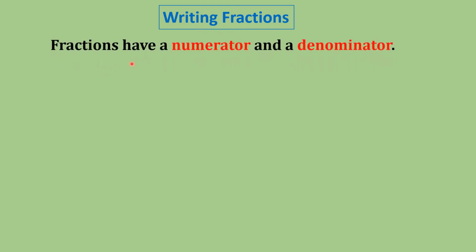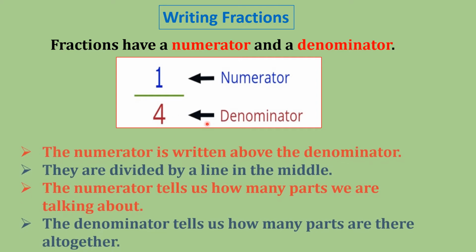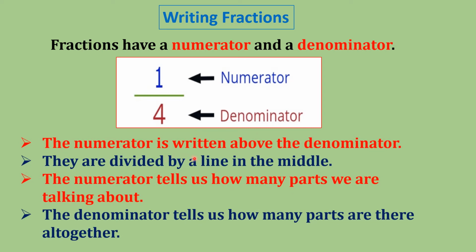Writing fractions. Fractions have a numerator and a denominator. Let's take this for example. 1 by 4. This number is a fraction. Now the number 1 on top is the numerator and number 4 below is the denominator. The numerator is written above the denominator. They are divided by a line in the middle.